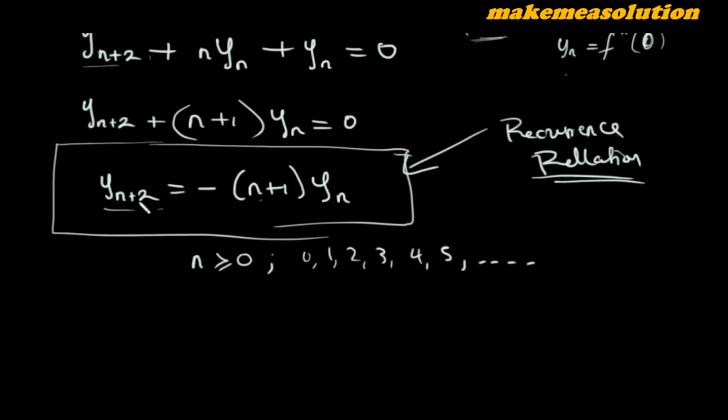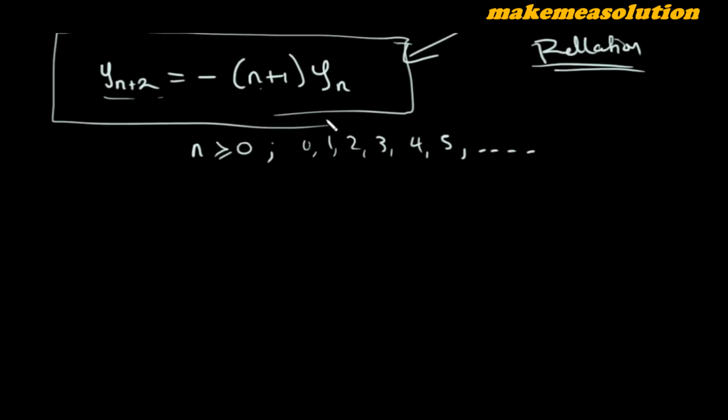So let's now find different values of our derivatives at 0 by varying the value of n. We'll start with n equal to 0. So when n equals 0, you're going to have y_{0+2}, which is y_2, equal to minus (0 plus 1), which is 1, and 1 times y_0 is still y_0. Are we together? So y_2 will be minus y_0 for n equal to 0.